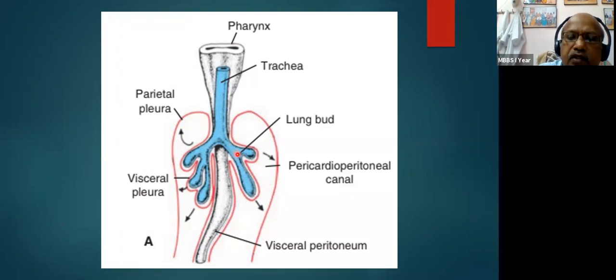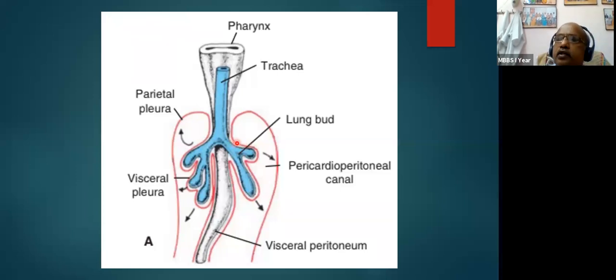Just to imagine, the division takes place in this pericardio-peritoneal canal only. That pericardio-peritoneal canal is later on named as the pleural cavity. Already I told that splanchna. So this is where the endodermal outgrowth is getting divided, and this endodermal outgrowth is covered by the splanchnopleuric layer of your intraembryonic mesoderm.